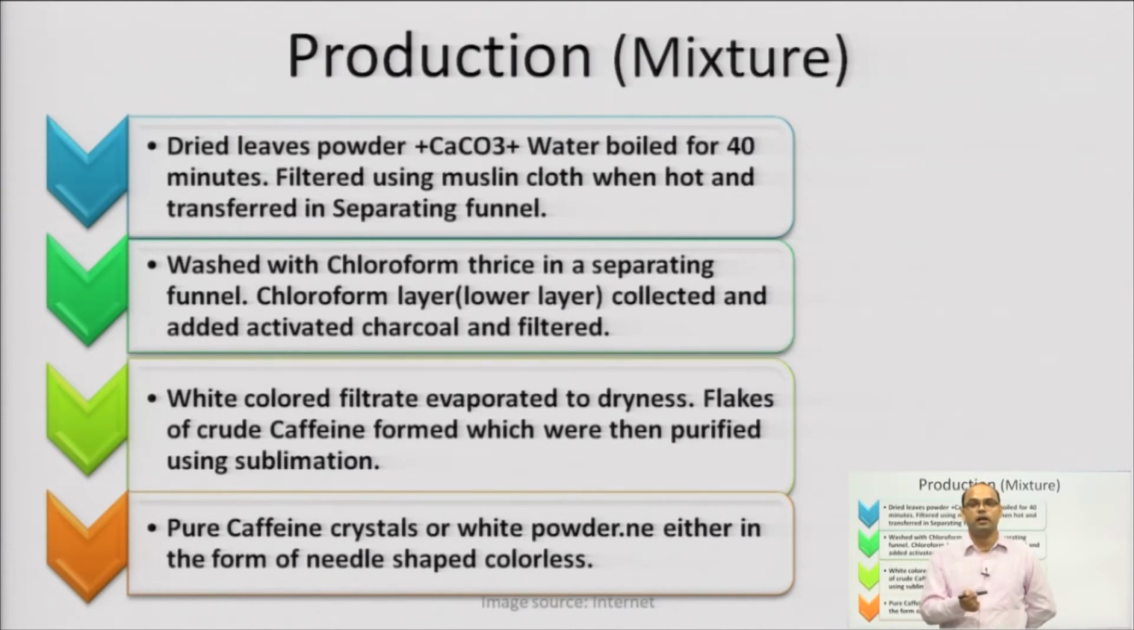After this, you can purify the crude caffeine you have obtained using sublimation. The pure caffeine is obtained as white powder, in the form of colorless needle-like crystals. So, this is a simple method through which you can separate caffeine from the tea leaves.